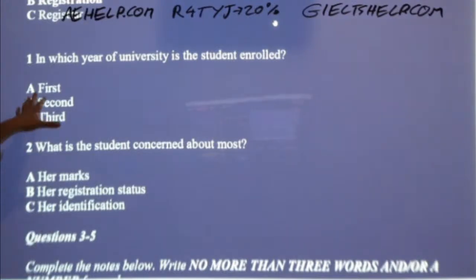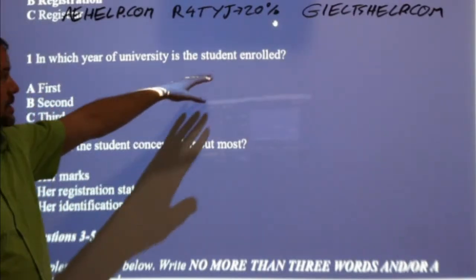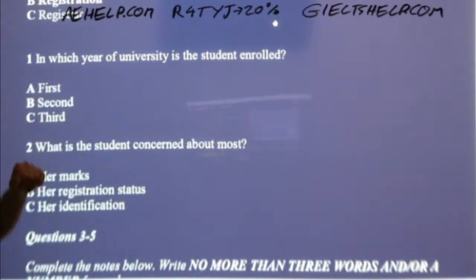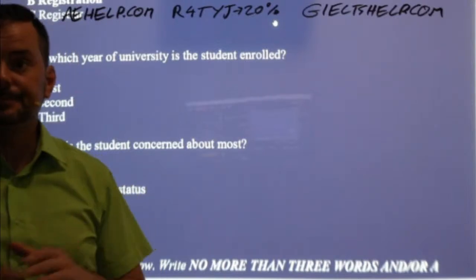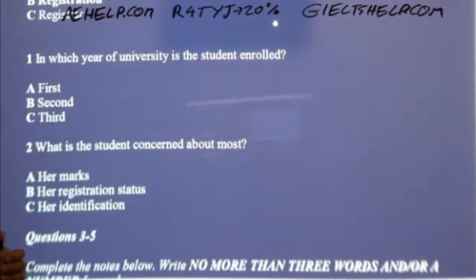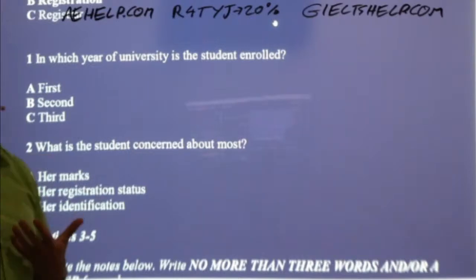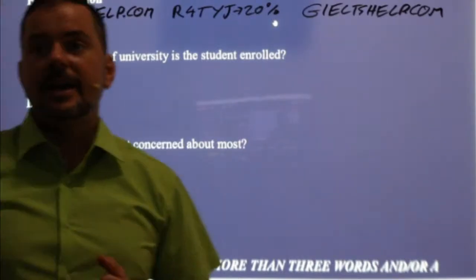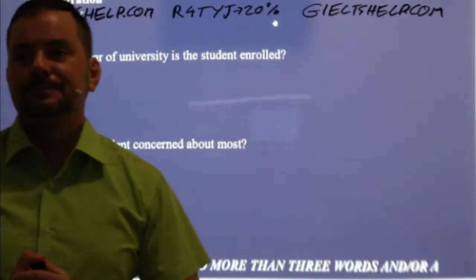So here, the student is in discussion with the registrar. Which year of university is the student enrolled? First, second, or third? So what was it? A, B, or C? And the student here says, well, I'm in my second year.